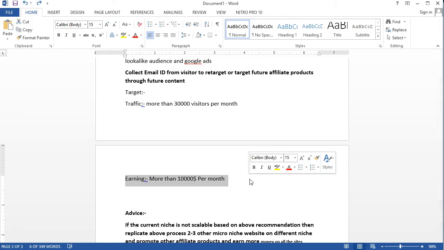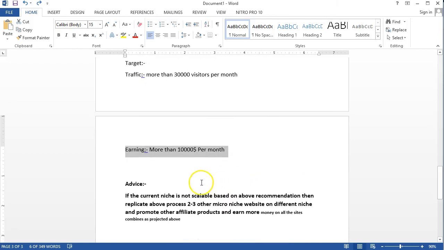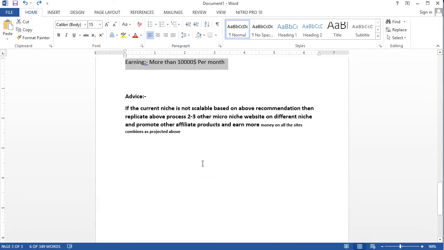Now one piece of advice I would like to give is, if your current niche, for example, if we have taken the keto niche just as an example, and we can't write more than 30 to 40 articles around keto, so it is not scalable based on the recommendations we have given above, like writing 90 articles, 100 articles, keep on writing new articles. If it is not possible, then we would advise that you replicate this process into 2 to 3 micro niche websites.